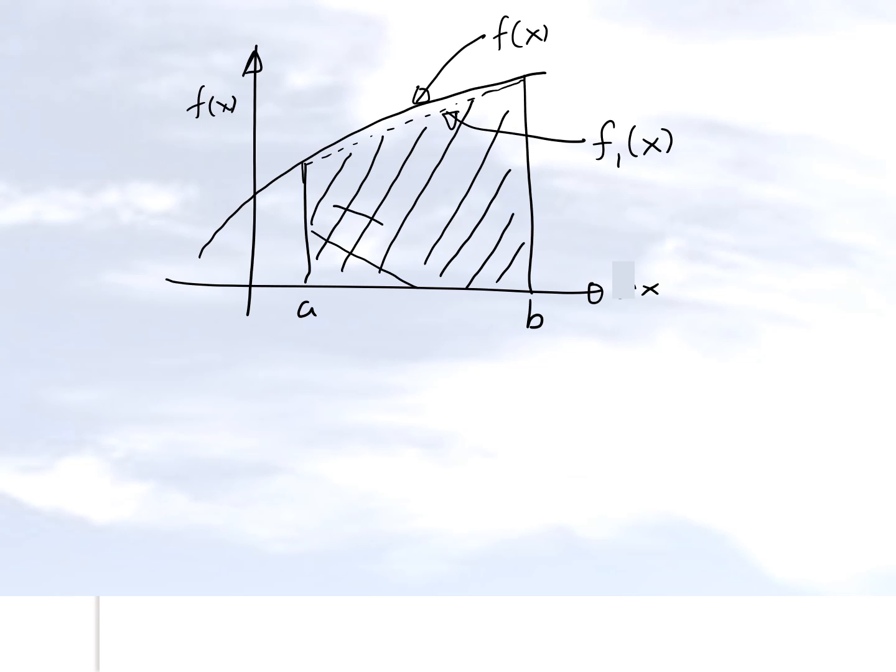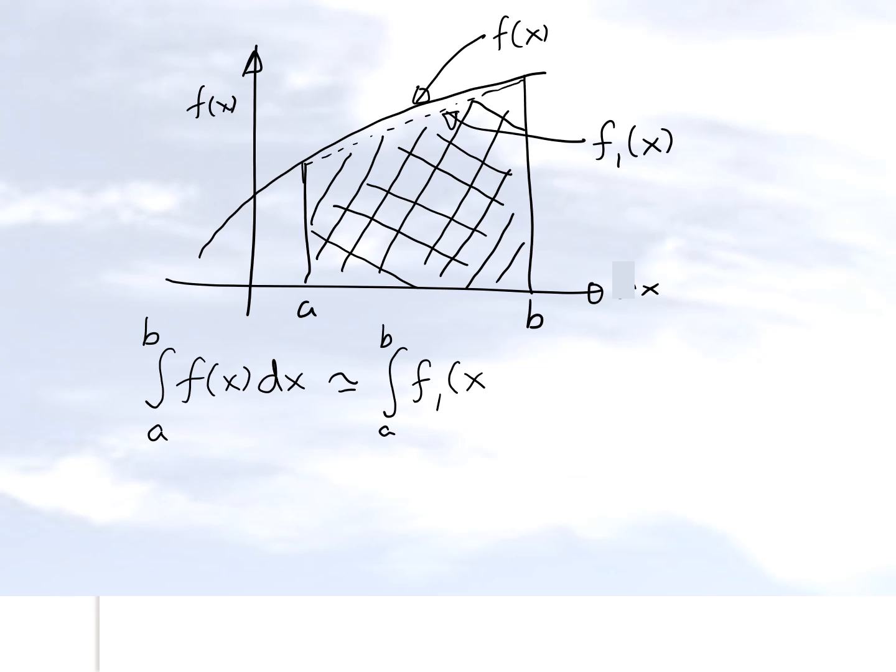Why does it make sense? Because it's very easy to find the area under a straight line here, because it's in the shape of a trapezoid, and everybody knows how to find the area of a trapezoid, I suppose. So what we have basically is this integral a to b f of x dx approximated by the area under the curve of f sub 1 of x. So we are approximating the function f of x by f sub 1 of x.